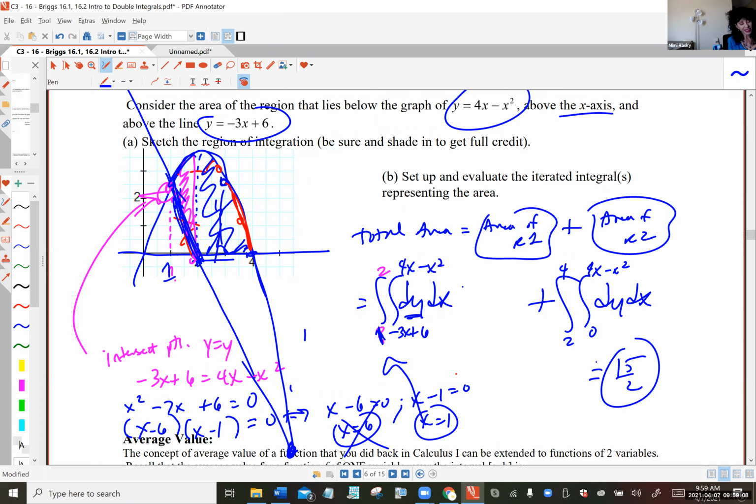Okay, so this kind of region, we're not going to run too much into these kinds of regions, but I do want you to be aware that sometimes your region might be somewhat of a hot mess where you may have to slice it into subintervals to get it to work out for you, just like you did in Calc 1.